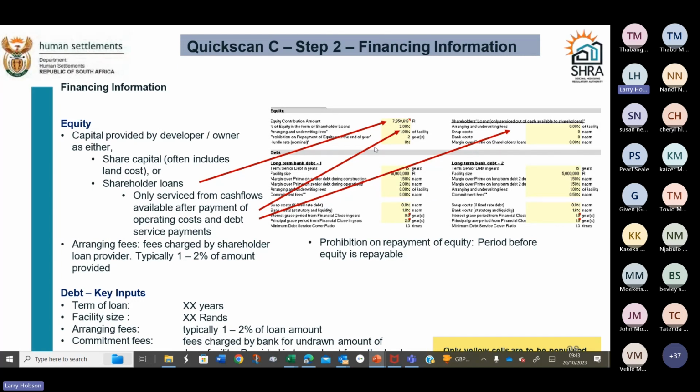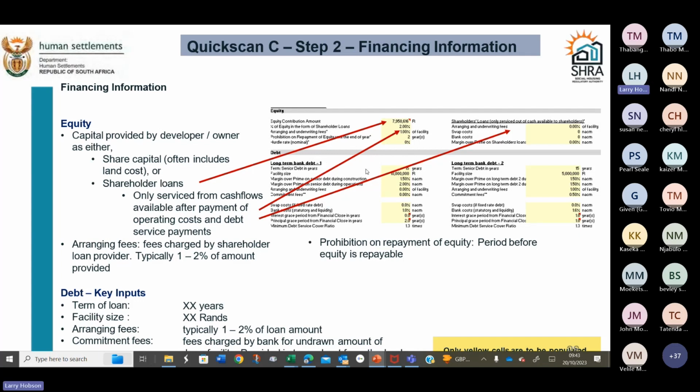If there's a rate that they need to earn income on those shareholders' loans, well, you'd put that in there as well. But shareholders' loans would only be allowed if they are more akin to equity than more akin to loans that are going to be repaid. So then we've got more information on the right-hand side about arranging and underwriting fees, the swap costs, the bank costs, and then the margin over prime that is on those loans.